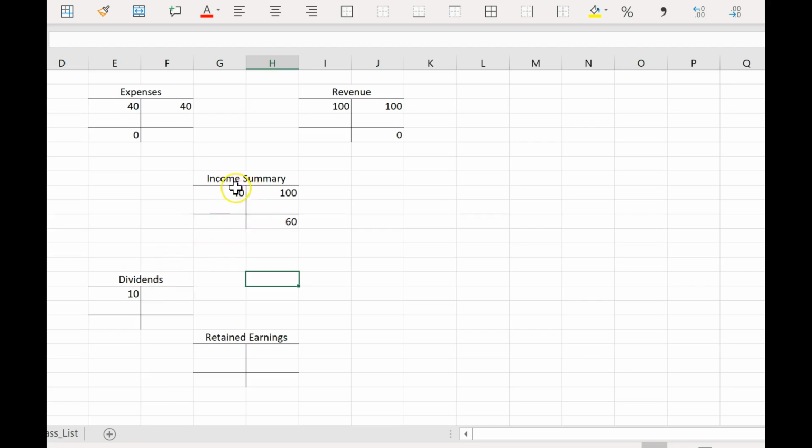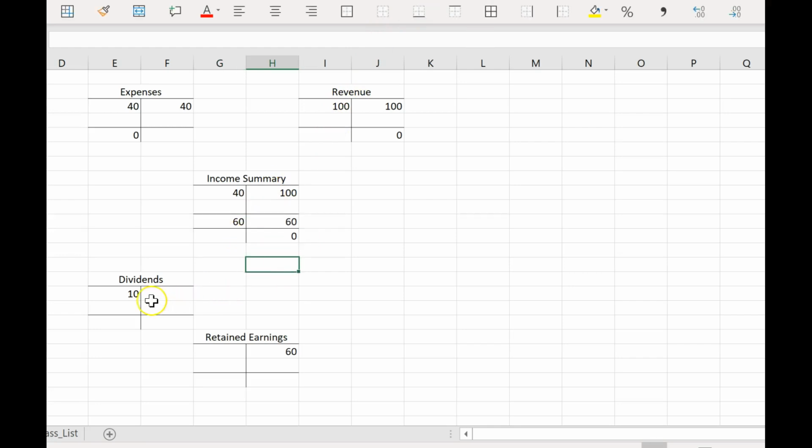I need to close the income summary account as well. So I'm going to debit the 60 in income summary, and I'm going to credit retained earnings. By doing so, I'm basically closing my income summary. So my income summary is actually zero.